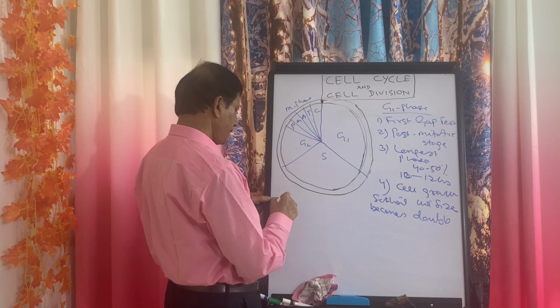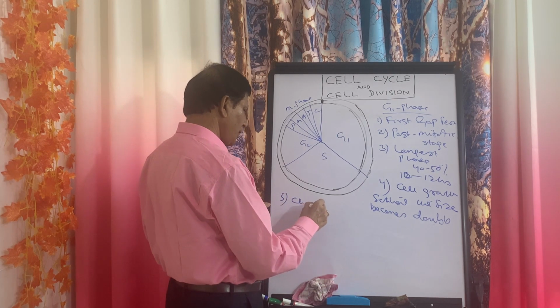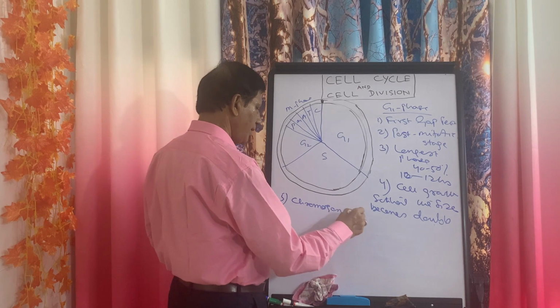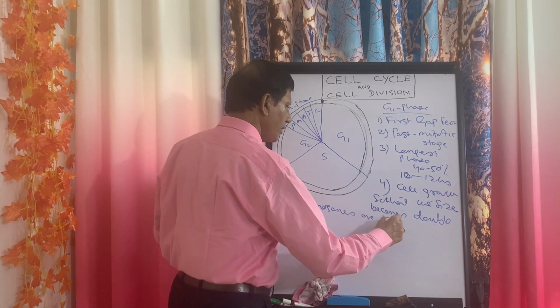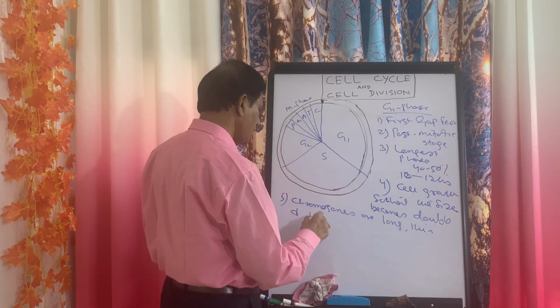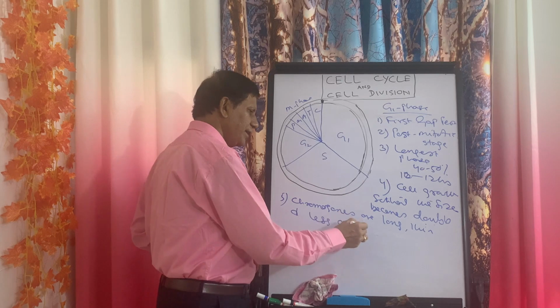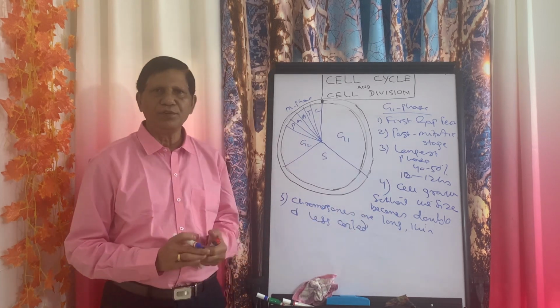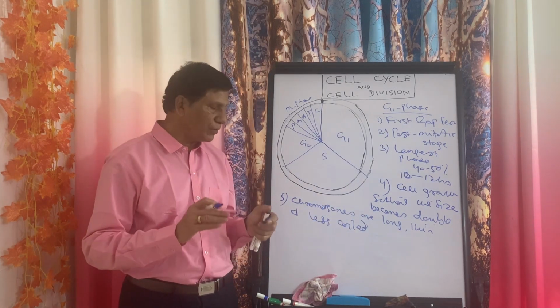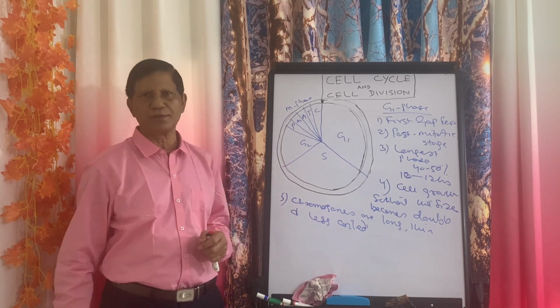Then what is the next point? The chromosomes are long, thin, and less coiled. Again here the students confuse when the chromosomes are less coiled and when more coiled. This is a confusion with students.